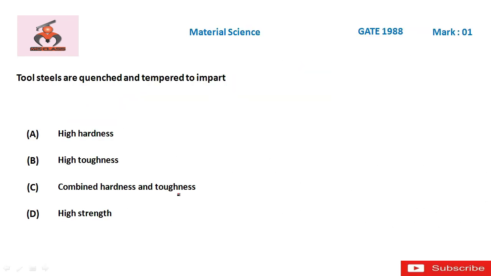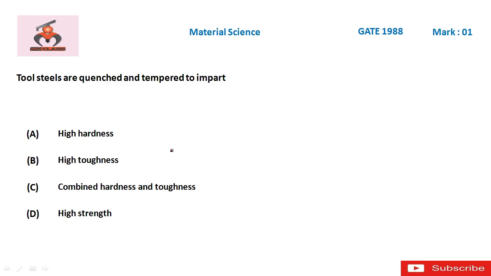But the next question is, tool steels are quenched and tempered to impart high hardness, high toughness, combined hardness and toughness, high strength. Okay, so due to quenching, the hardness of the steel will increase, but toughness reduces. Hence, to increase the toughness, tempering will be done after the quenching process.